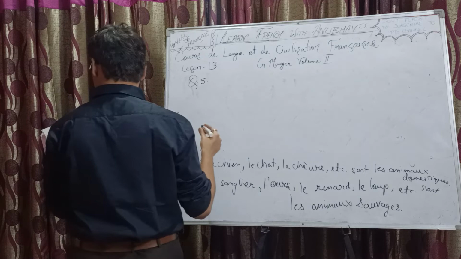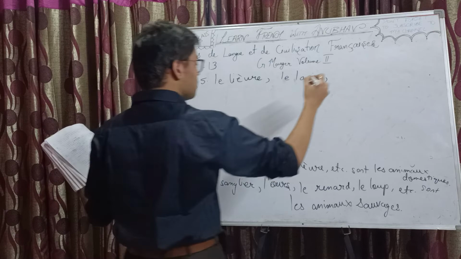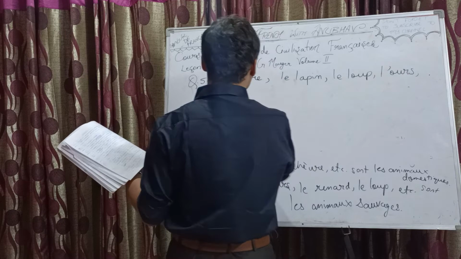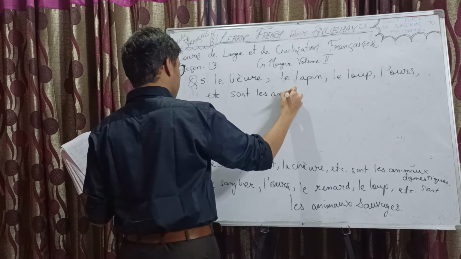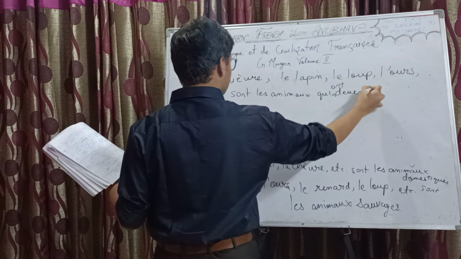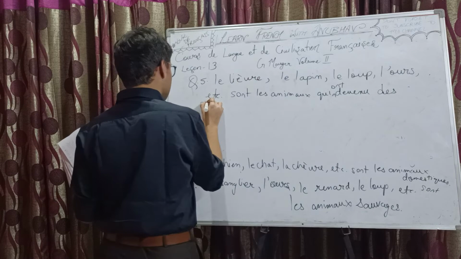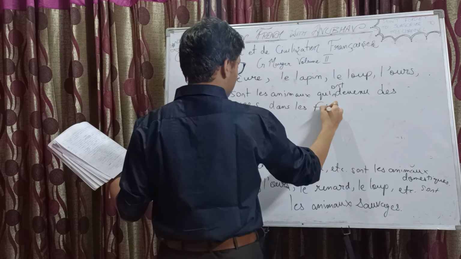Le lièvre, the hare, the rabbit, le lapin, le loup, the wolf, l'ours, bear, etc. 4 are enough. You can write 5 or 6 as much as you want. L'ours sont les animaux qui sont devenus, who became des personnages, who became the characters dans les fables de la Fontaine. Perfect.